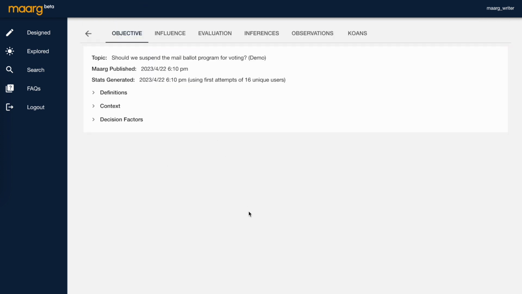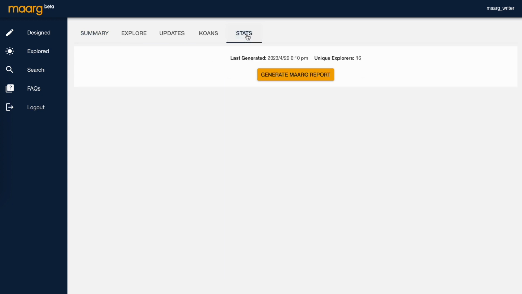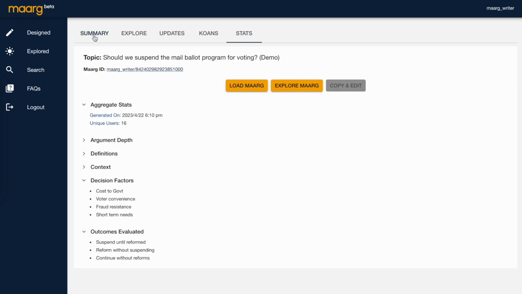If we move back to the objective tab, you can see one important thing about the stats generated. As you can see, these are generated using the first attempts of 16 users for now. Once you exit, you can also see these numbers over here. This is an important point because these stats are not generated automatically. The writer has to go to this tab and generate them manually.